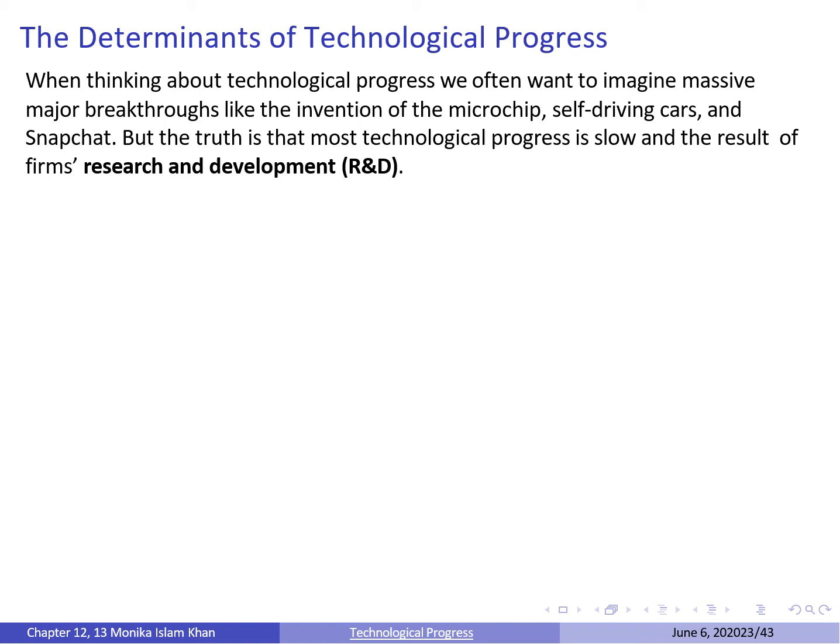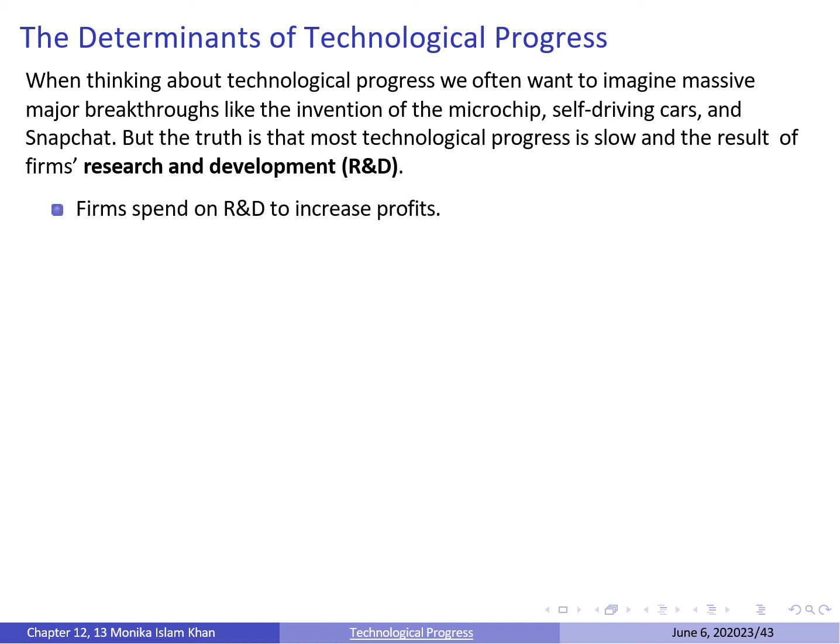So what are the determinants of technological progress? When we think about technological progress, in our heads we're imagining massive breakthroughs, the invention of the microchip, self-driving cars, a satellite that can survive going through the black hole, etc. However, the truth is that most technological progress is very slow, very monotonous, and it's the result of research and development that most companies conduct.